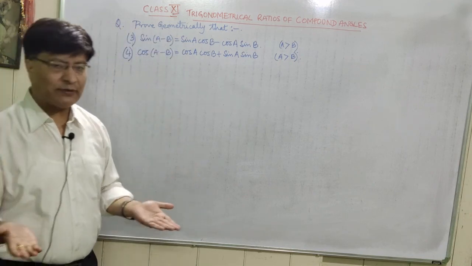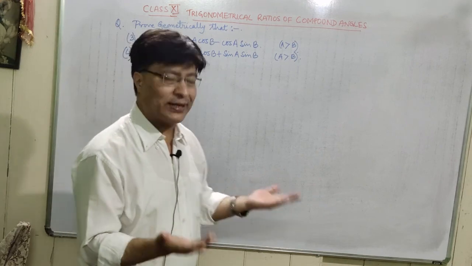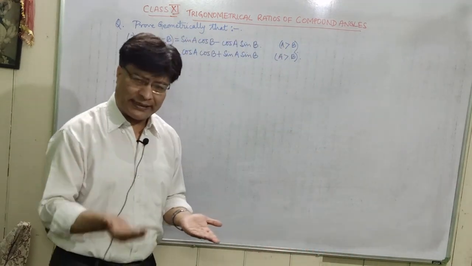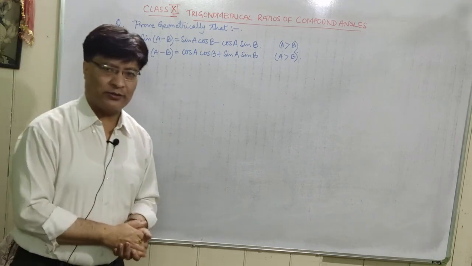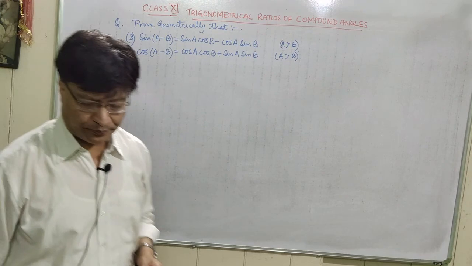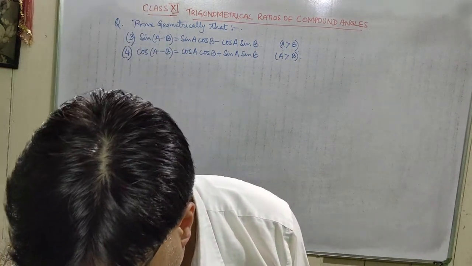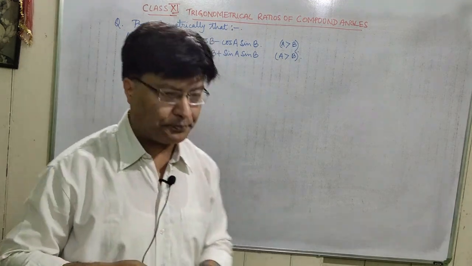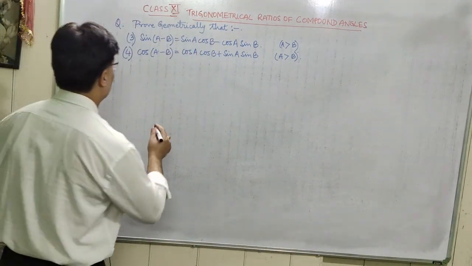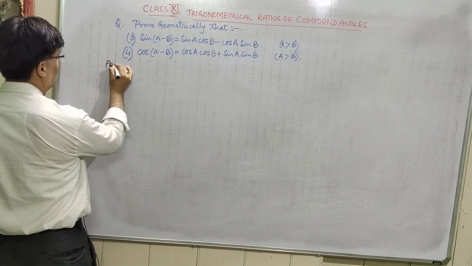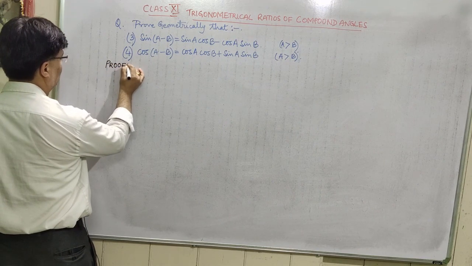Like you can derive the formula for tan of A plus B, the formula for tan of A minus B, cot of A plus B, cot of A minus B, tan of A plus B plus C, and so on. Okay, so let's prove this geometrically now. Let us prove it now with the help of geometry, right? So let us prove it.